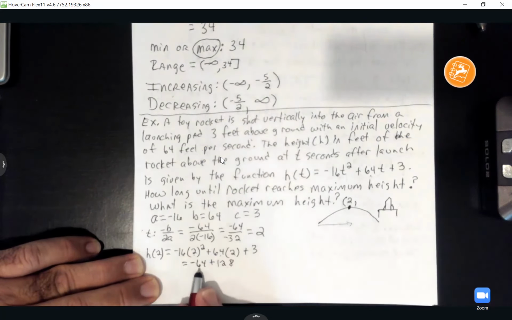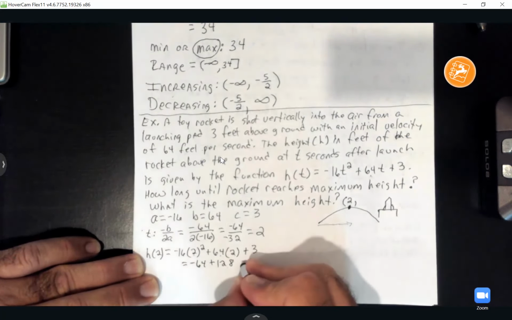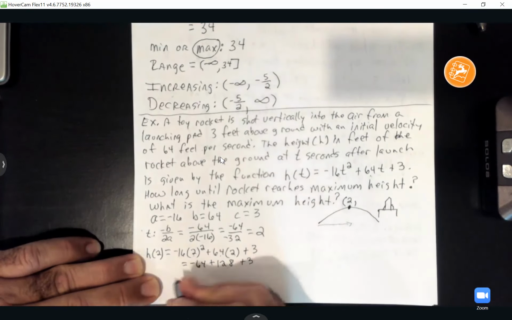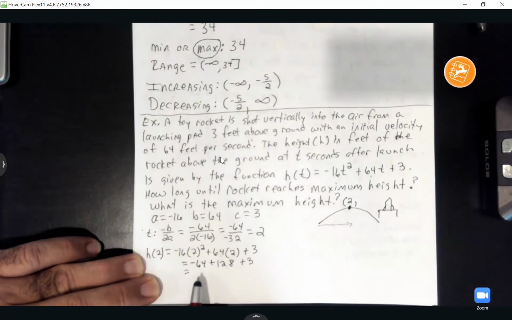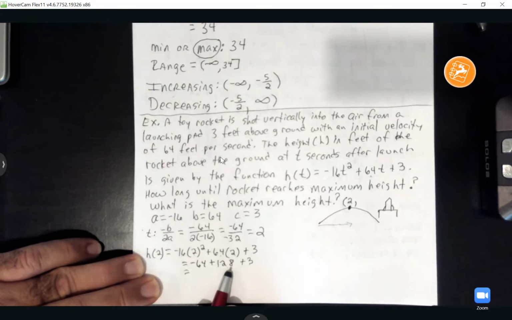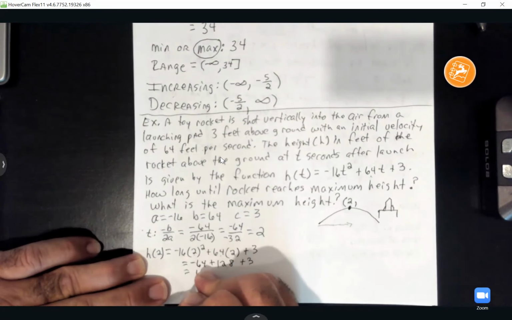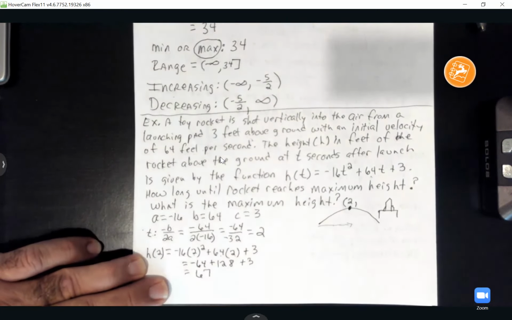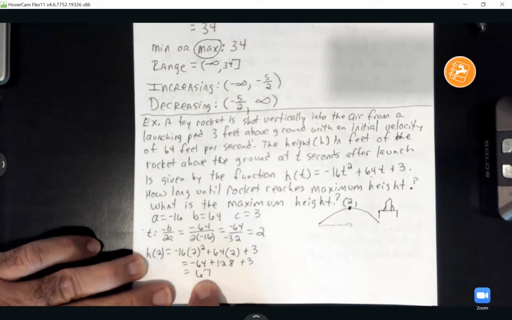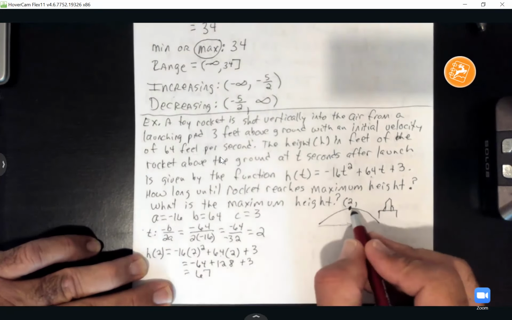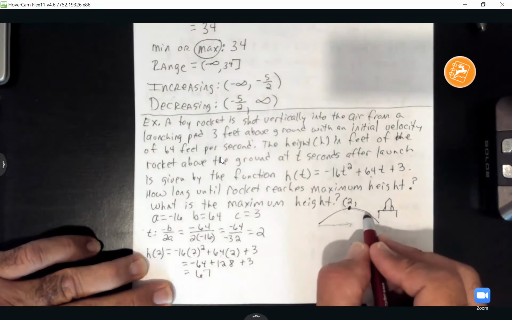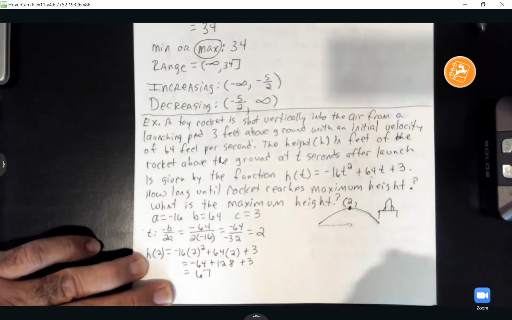See, once again, twice as big, opposite in sign. And then at the end is our positive 3. So if you add negative 64 and 128, you get a positive 64. 64 plus 3 gives me 67, which means my rocket went 67 feet high in the air as its maximum. And then the gravity started taking over and it's starting to come downhill.